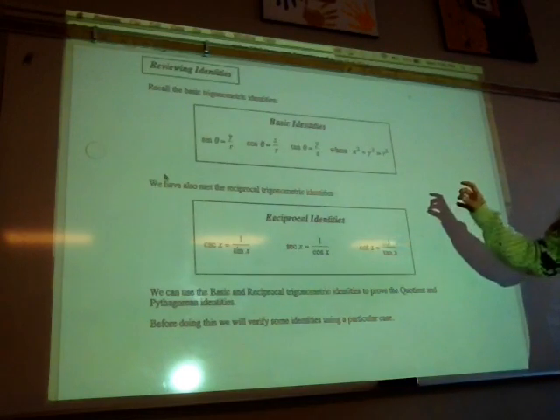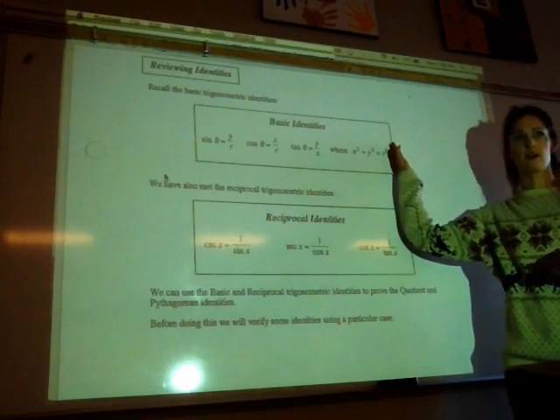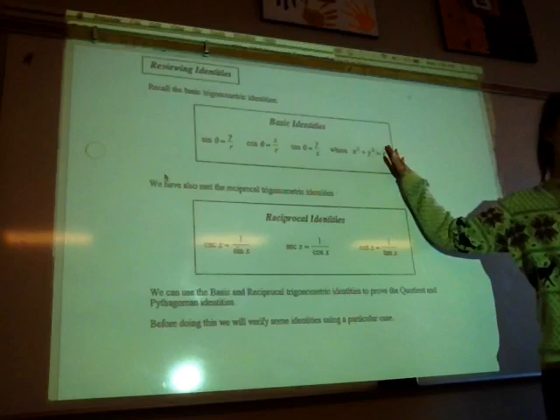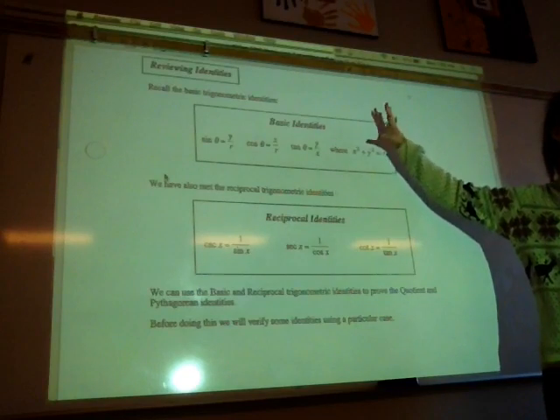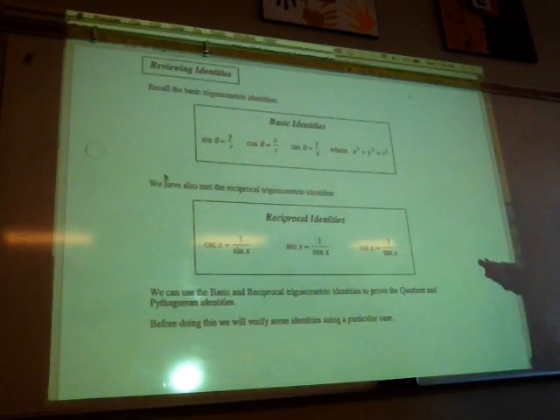I can't remember on your formula sheet. If you guys flip to the back of your book, are the reciprocal identities on here? Yep. But the basic ones, are they? No. So you'll have to memorize these ones, but these ones are given to you. Are you sure these ones are there? Yeah. Okay, perfect.